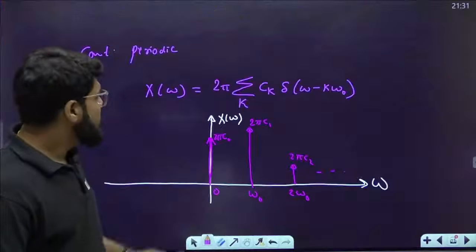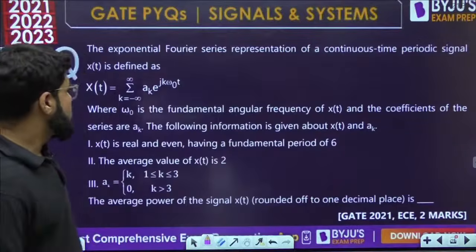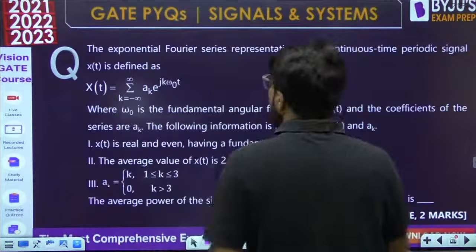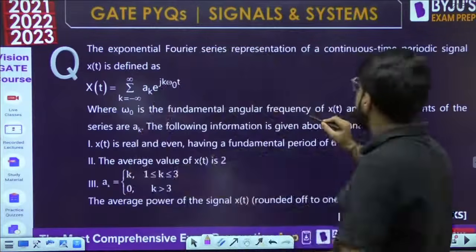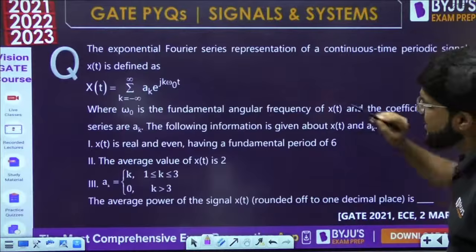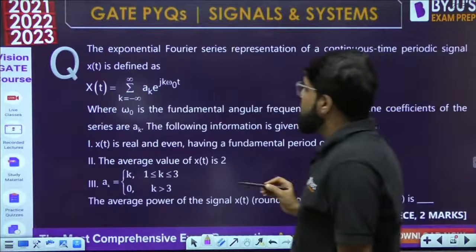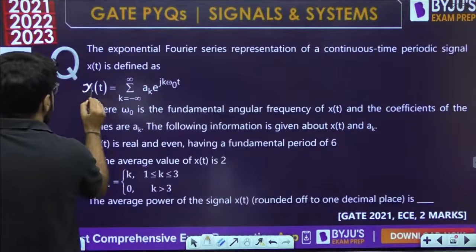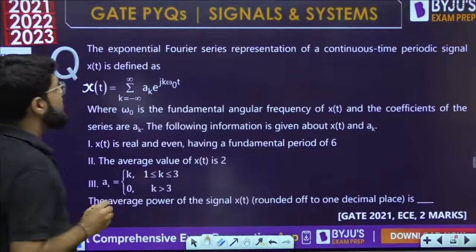ठीक है, next question. 2021 EC 2 marks, a good property question. देखना यहाँ पे अच्छी properties apply होंगी. The exponential Fourier series representation of a continuous time periodic signal x(t) is given to you. Sorry, this has to be x(t). I think it's a typo error. It's a small x(t), summation ak e power jk omega naught.